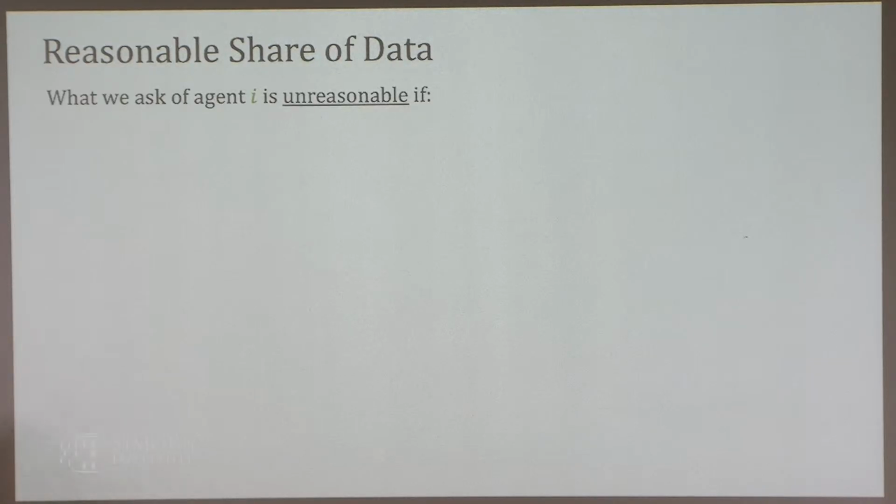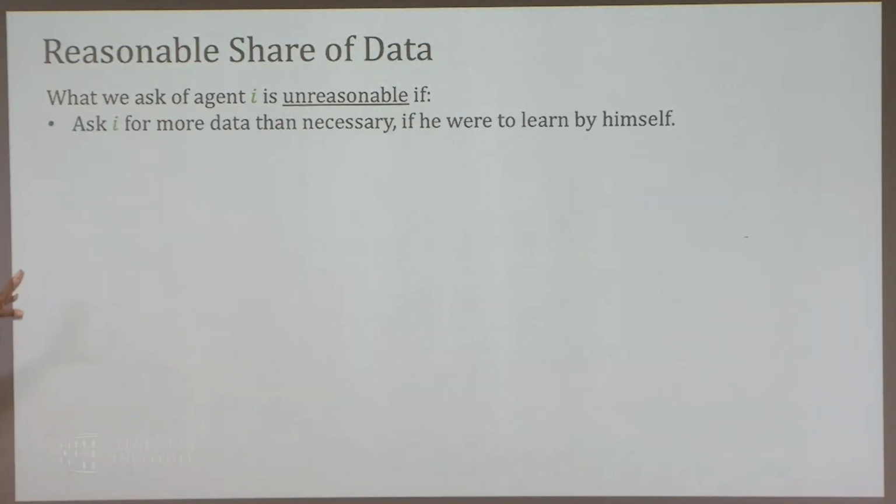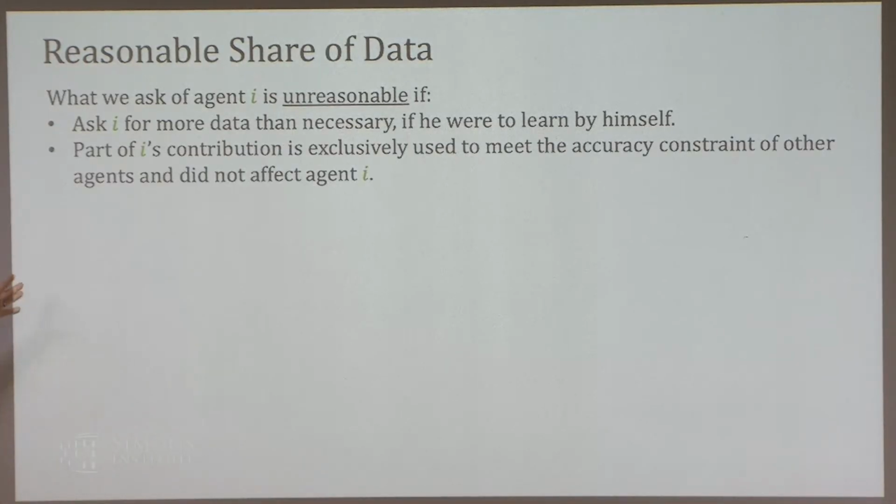Let me talk about what could be potentially unreasonable. If you think about an agent i and you ask them to provide a number of samples that would have been more than what they needed to just solve their own task independently and individually, that's unreasonable, okay? So we want to avoid this. Another thing we want to avoid is that part of i's sample set was solely used to meet the objective of another agent. That's, again, unreasonable because the person who provided resources was not the primary person or individual to actually be benefited by it.